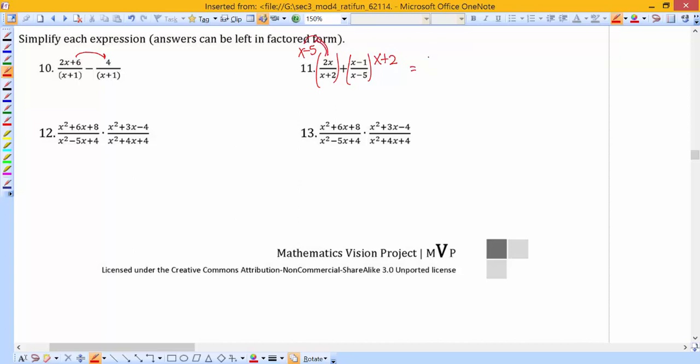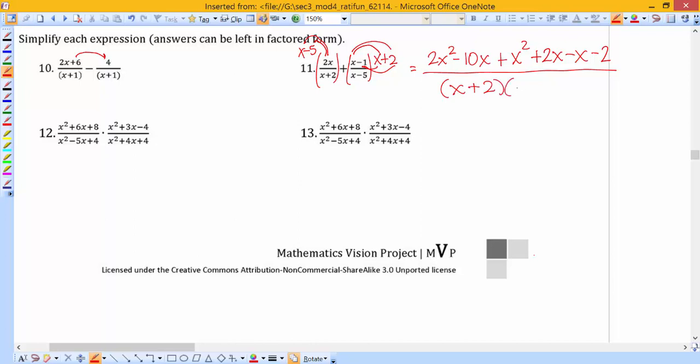When I distribute, I get 2x squared minus 10x plus, then, oh man, this is a little bit tougher. This is x squared plus 2x minus x minus 2. All over my denominator, and leave them as factors. From here, you need to simplify, combine like terms in your numerator, and then see if you can factor and cancel. So I'm not going to take that one any further, but make sure you do factor and cancel those if you can.